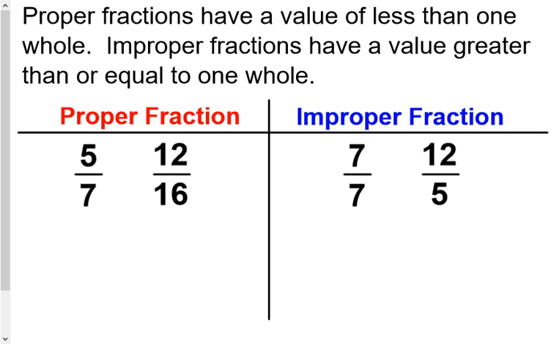And I gave a couple of examples here. The dead giveaway is to look at the numerator compared to the denominator. 5 is less than 7. 12 is less than 16. If the numerator is less than the denominator, then it's going to be a proper fraction. However, if the numerator is either equal to or greater than the denominator, then your fraction is an improper fraction. And that's important so that we recognize that proper fractions stay proper fractions, but improper fractions can be changed into mixed numbers.